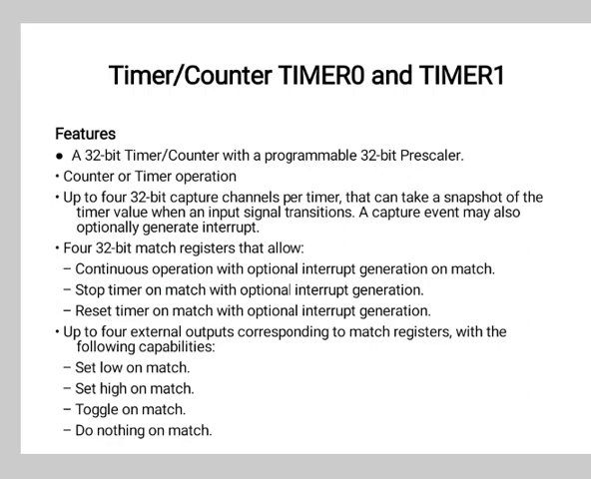A capture event may also optionally generate an interrupt. The four 32-bit match registers allow continuous operation with optional interrupt generation on match, stop timer on match with optional interrupt generation, and reset timer on match with optional interrupt generation. There are up to 4 external outputs corresponding to match registers with the following capabilities: set low on match, set high on match, toggle on match, and do nothing on match.